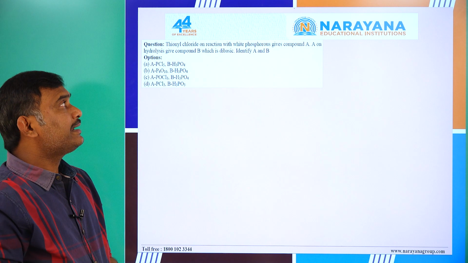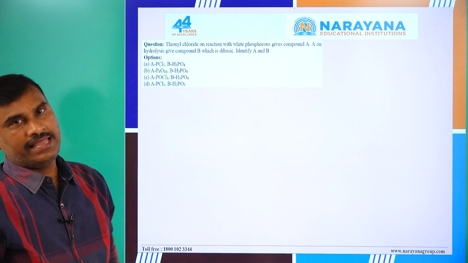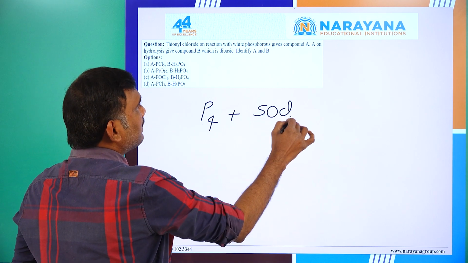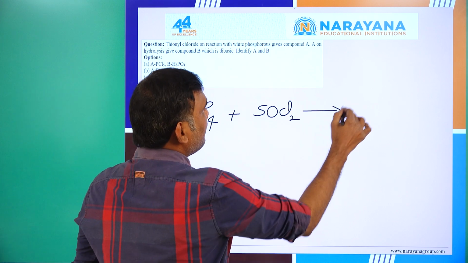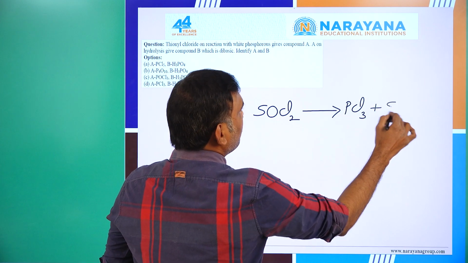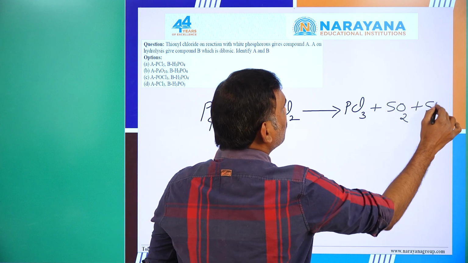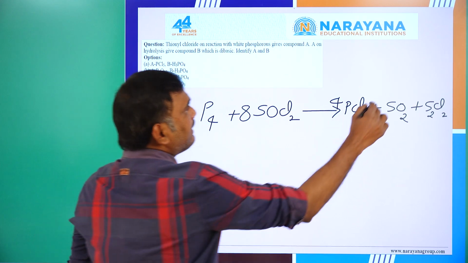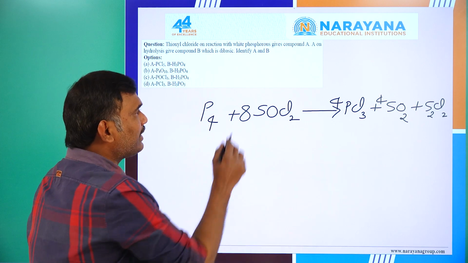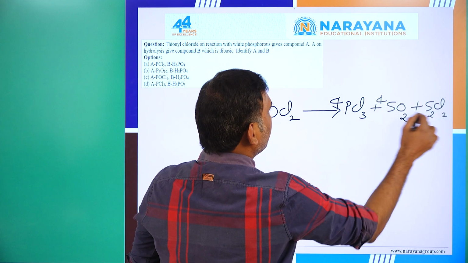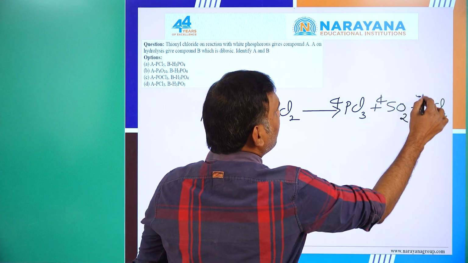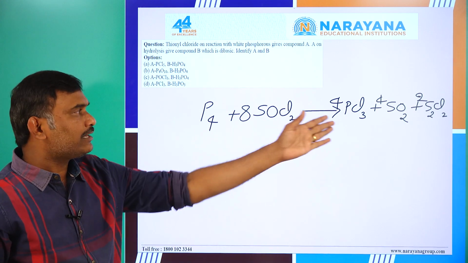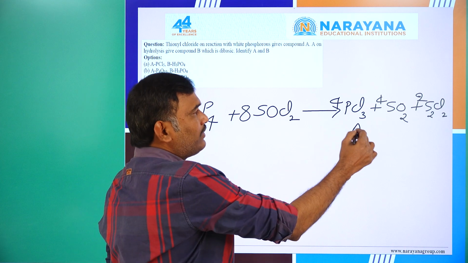Thionyl chloride on reaction with white phosphorus gives a compound A. When white phosphorus reacts with thionyl chloride, SOCl2, it generally produces phosphorus trichloride plus SO2 plus S2Cl2 as the byproduct, students. Here 4 phosphorus, 8 sulphur, 8 oxygens are over; S2Cl2, 8 twos are 16, 4 threes are 12, it should be 2. So this is the balanced chemical equation. When white phosphorus reacts with thionyl chloride, the product A is phosphorus trichloride.